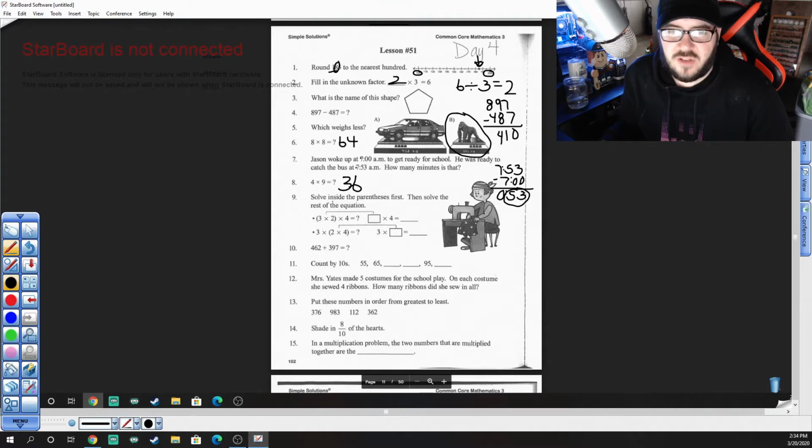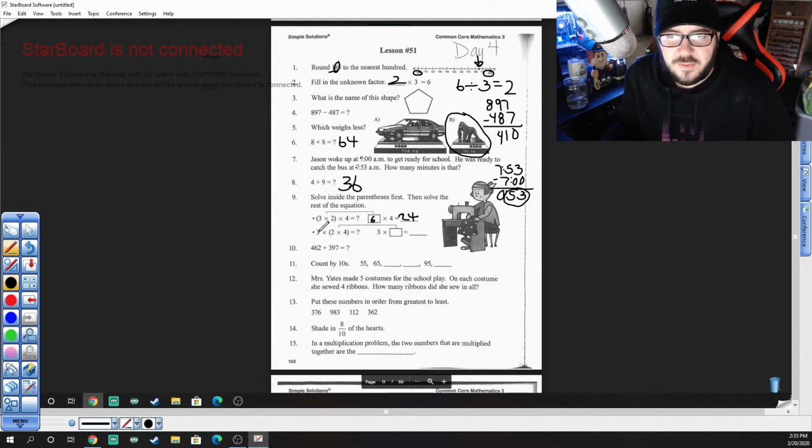Number 9 says solve inside the parentheses first, then solve the rest of the equation. We've done problems similar to this before where we have 2 functions to do inside of our problem. So here we're multiplying twice, so it's not a big deal what order we go in, because we're going to get the same answer. But if we had multiplication and division, then obviously we want to be more careful. But here we're doing the parentheses first. So 3 times 2 gives us 6, and we still have our 4 left. They moved it over here, so 6 times 4 is going to be 24.